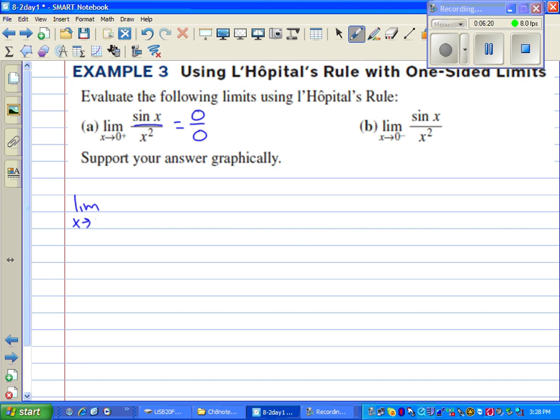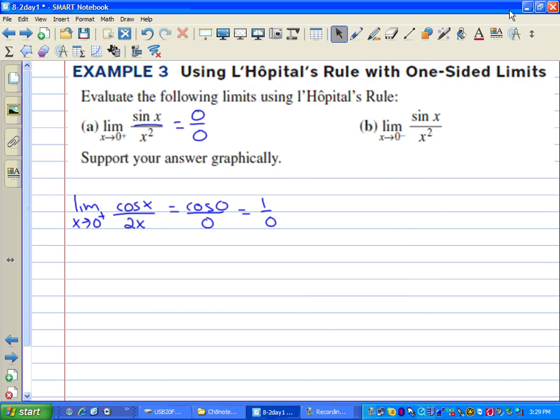Limit as x approaches 0 from the right. Derivative of sine of x is, of course, cosine of x over 2x. Now if I plug 0 into the top, I get cosine of 0 over 0. So we get 1 over 0, but now we're approaching this from the right. Now imagine finding values that get closer and closer to 0.